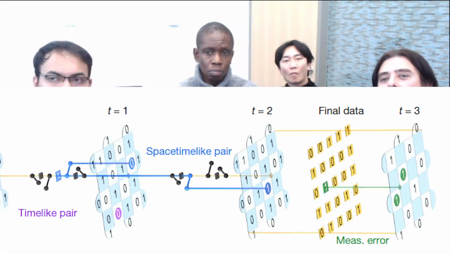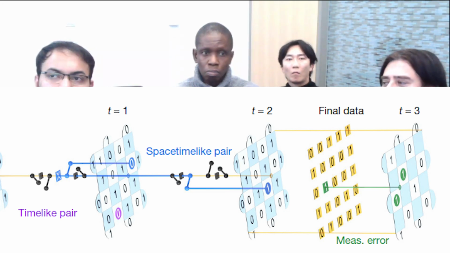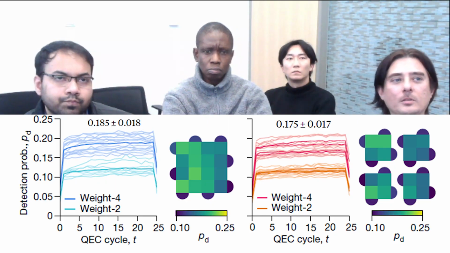And then finally, they go and measure the whole bunch of qubits, either in the Z or the X basis. And then from that, they can infer something about the logical state of the whole thing. Okay, so what do they actually see in the actual experiment?